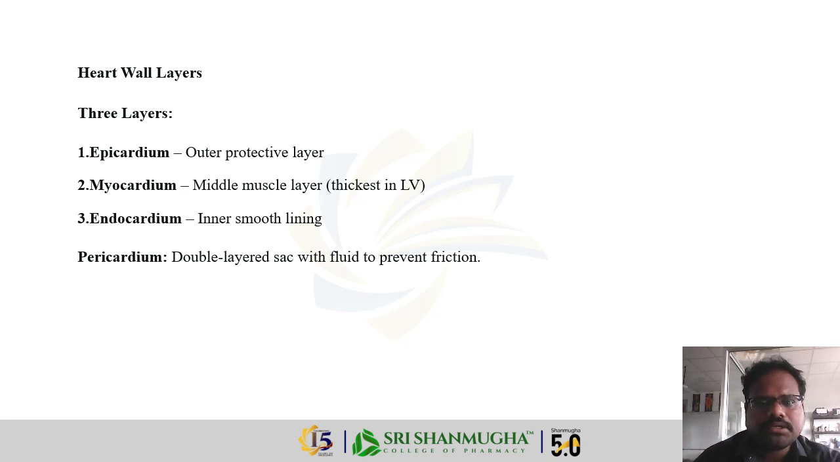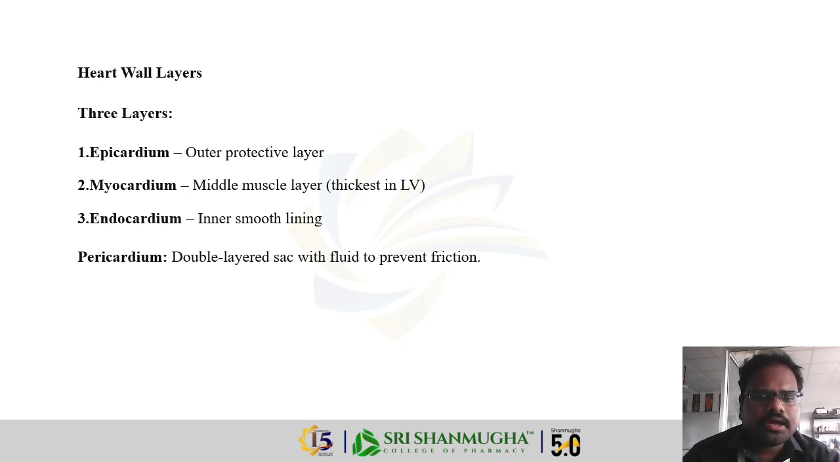This is the middle muscle layer, which contains most of the heart cells. Cardiac cells are located mostly in the myocardium region. Then the endocardium is the inner smooth lining. This is the innermost layer of the heart, which is why it is called the inner smooth lining.